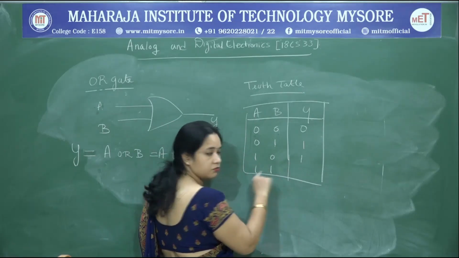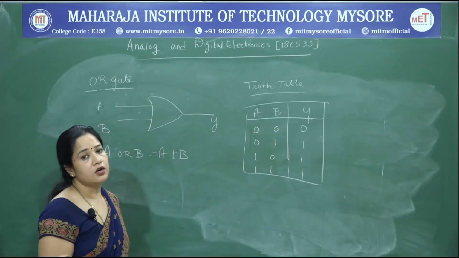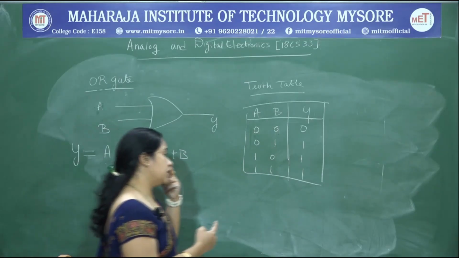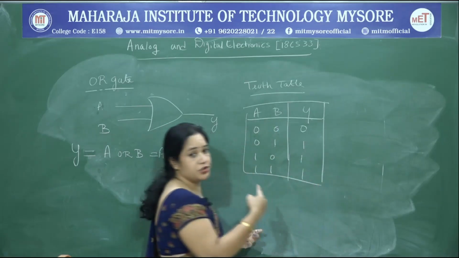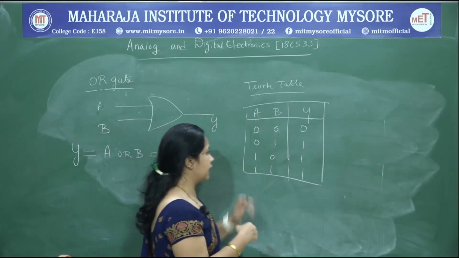And 1 1, both are 1, the output is 1. So, this is how we write the truth table for an OR gate. And coming to the IC, I just forgot to mention the IC for your AND gate. I will write both side by side.